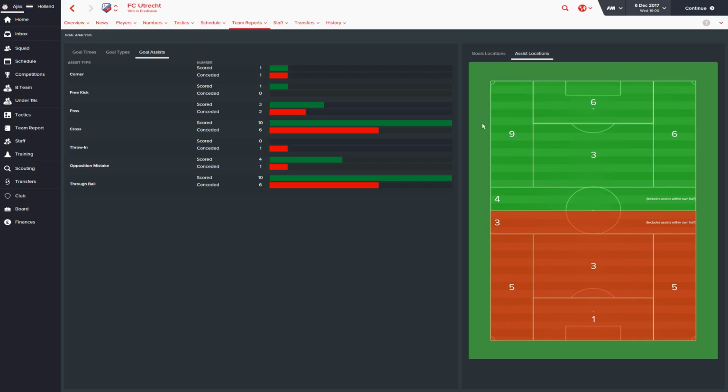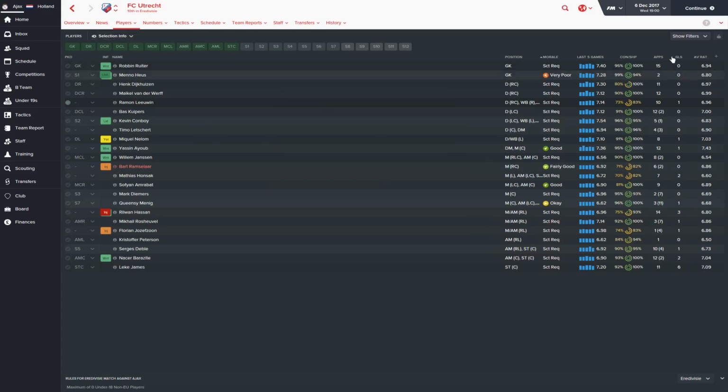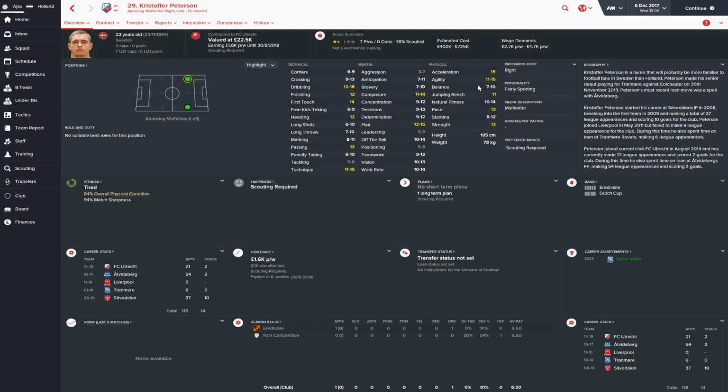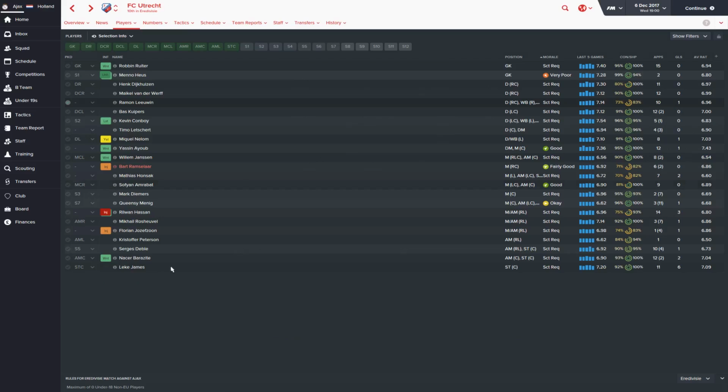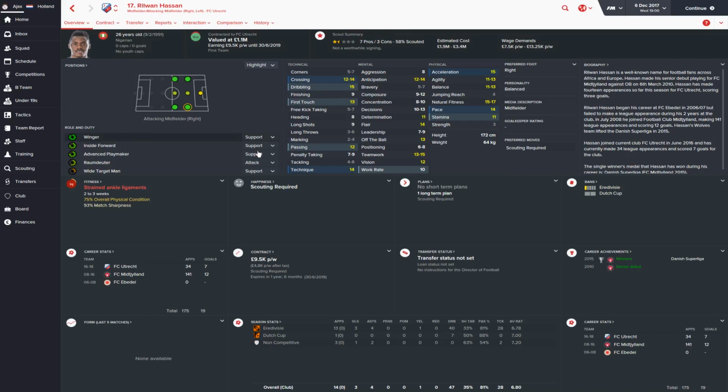here and the attacking midfielder left. So what I'm actually doing now, so you jump into here and look at actually who's playing on their attacking midfielder left. So we've got Christopher Peterson played there last time around, but he's only played one game, so obviously he's not their regular guy. So I'm actually thinking this guy, Rilwan Hassan. So you can play on the right or left, and we can jump into information.